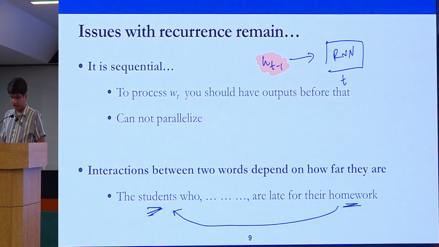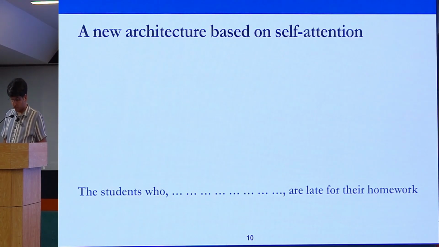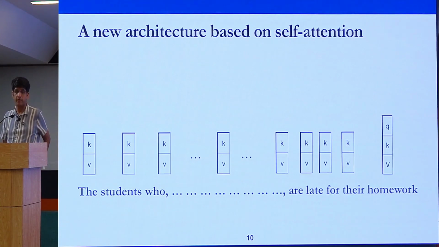Okay, so we will design a new architecture called transformers, which is solely based on attention, or rather self-attention, because all words look at each other. Unlike the previous setup where we had just one embedding for a word, here we have 3 embeddings for every word: value, key, and query.